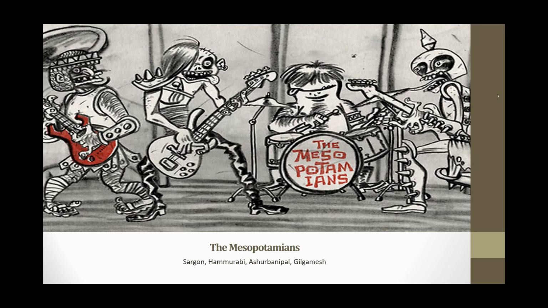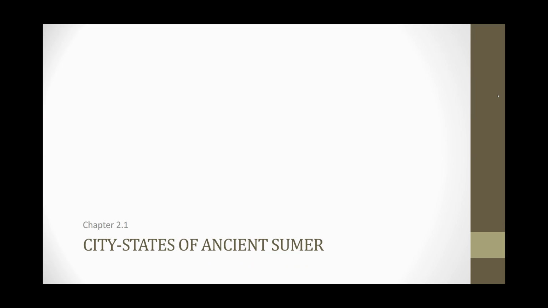So this is a sort of cartoon depiction of some of the guys that we're going to be talking about in our textbook, Sargon, Hammurabi, Ashurbanipal, and Gilgamesh. We're not going to talk about them in that order, but we're going to talk about all four of these guys and the different civilizations that they were in charge of. Okay, and we're going to start in Sumeria, but we'll do that next time.